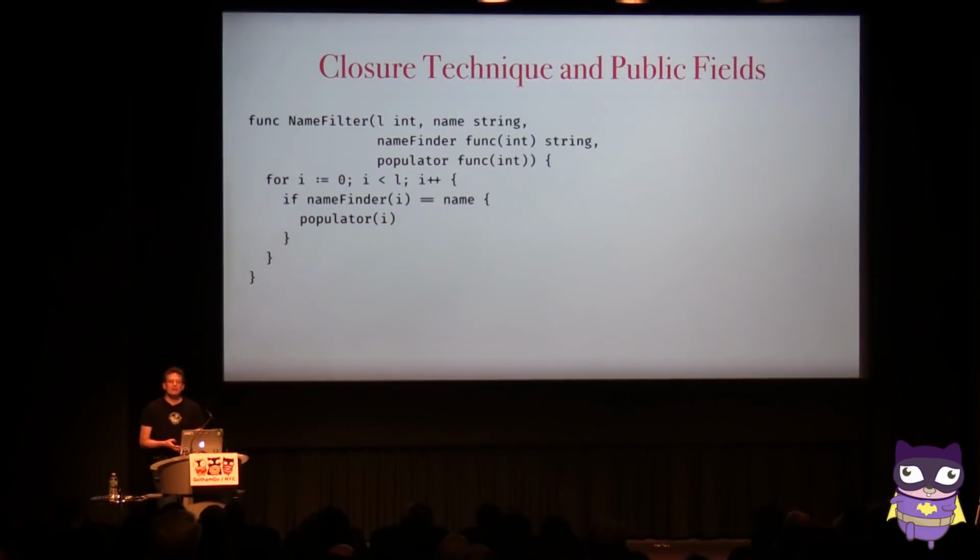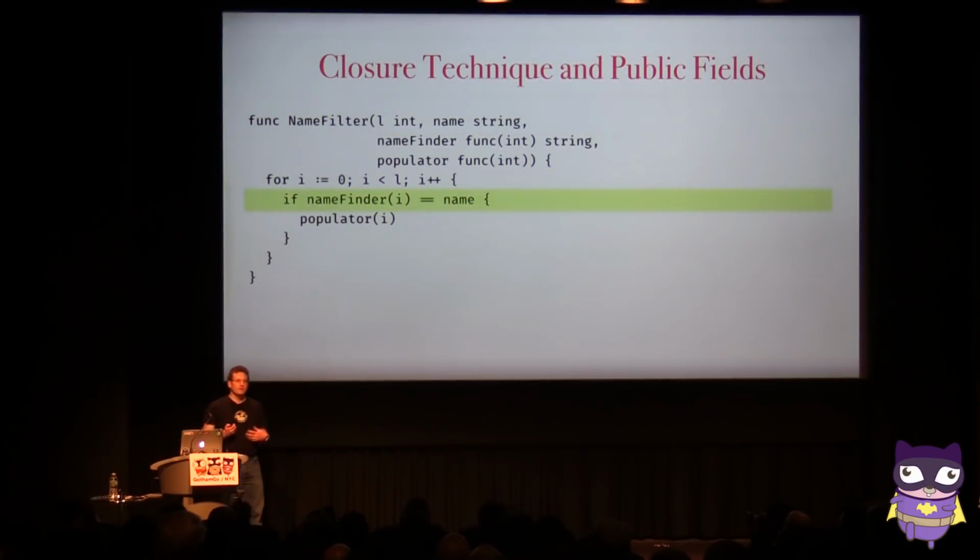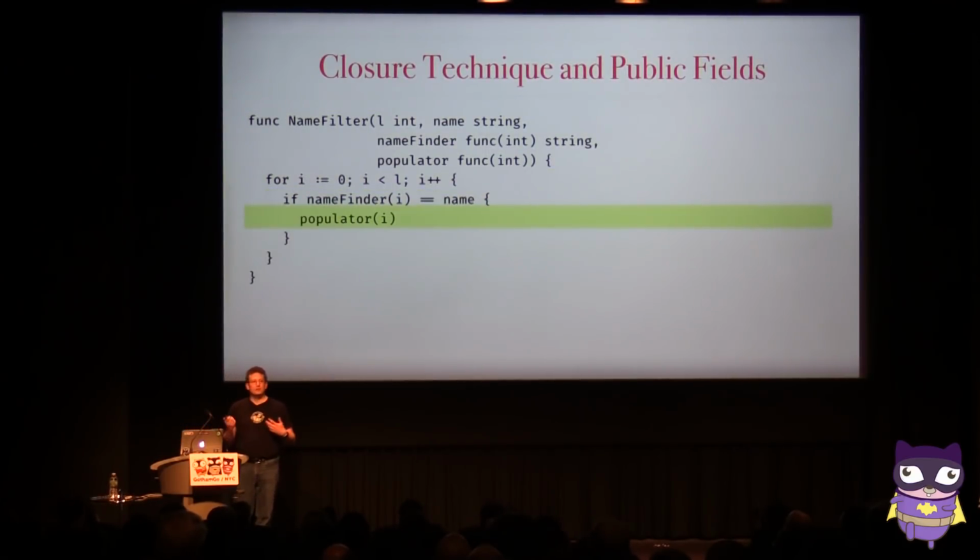But by wrapping the access of the field in a closure and wrapping the building of the output slice in another closure, we can abstract away the algorithm for filtering on name, and it allows us to write one function that can handle any type. So here's our name filter function. It takes in a length of the slice, the name to filter on, and 2 closures. One to get the right field, the other to update the output slice. It loops over each element, checks if the name matches, and if it does, it puts it into the output slice.